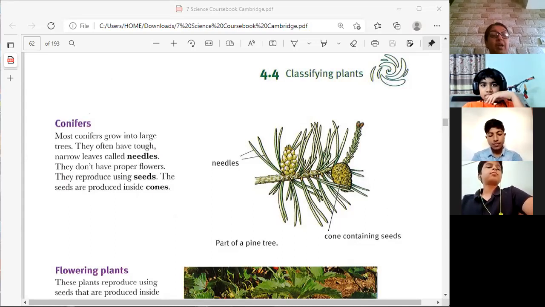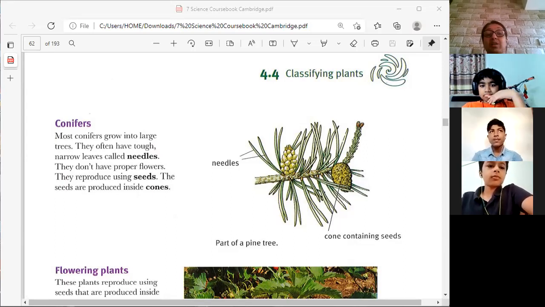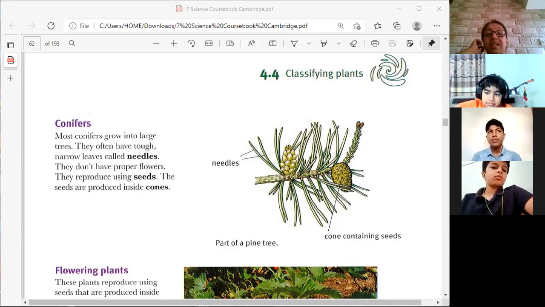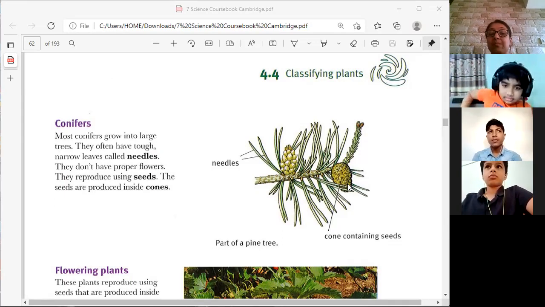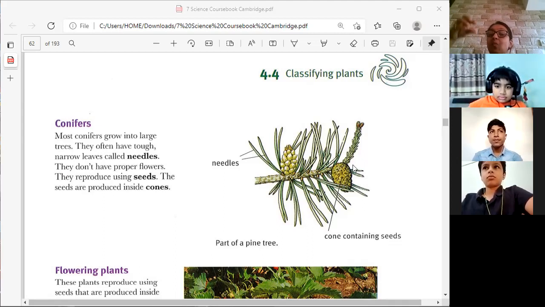So we're talking about conifers, which we said are large trees. They have tough, narrow leaves called needles. They do not have proper flowers. They reproduce using seeds, and the seeds are produced inside the cones. Their flowers are actually called cones, and seeds are inside. When this flower, or you may call it fruit, because they are not proper flowers, is ripe, it falls on the ground, the seeds get scattered, and then a new tree grows. Do you understand what I speak?